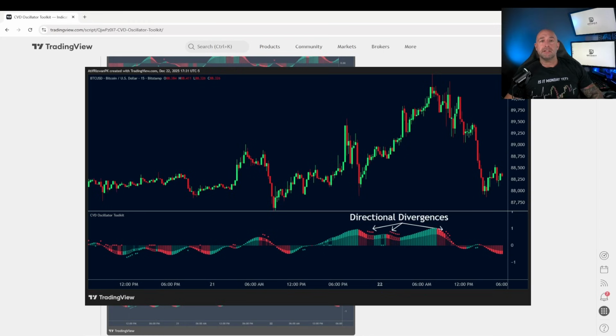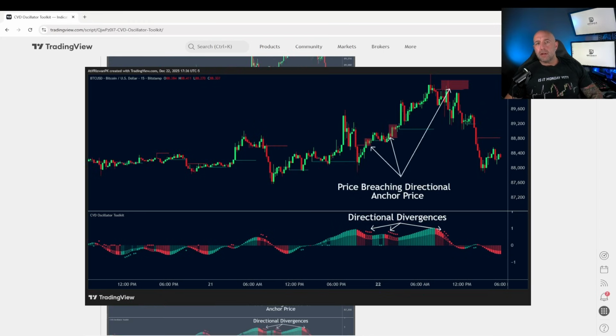We also have directional anchor price. So an optional directional anchor line can be plotted to mark the price level at the bar where CVD last changed direction. This level serves as a visual reference, allowing traders to observe how the price behaves after a shift in the underlying CVD direction, without introducing new signals or conditions. So these tools are designed to complement the core oscillator by visually exposing price volume disagreement.